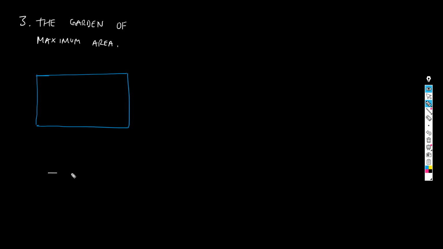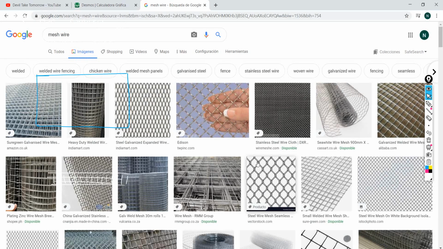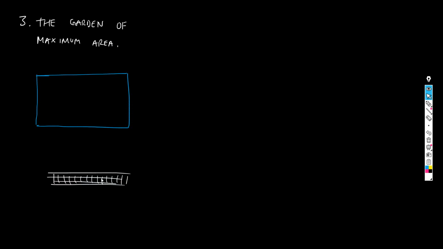You want to use mesh wire, the thing we use for putting chickens inside. This kind of wire is called mesh wire. So you're going to buy some of this because you want to enclose the garden.